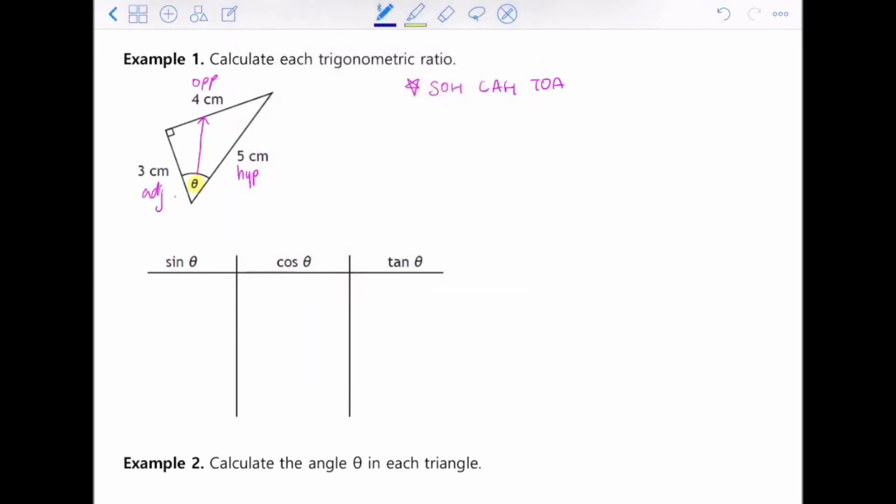Knowing that SOHCAHTOA exists and we know sine theta is going to be opposite over hypotenuse, we can just substitute in the opposite, so 4, and hypotenuse is 5. For cos theta, we know it's adjacent over hypotenuse. So adjacent is 3, hypotenuse is 5. Tangent theta equals opposite over adjacent. So opposite side value is 4, and adjacent side value is 3.